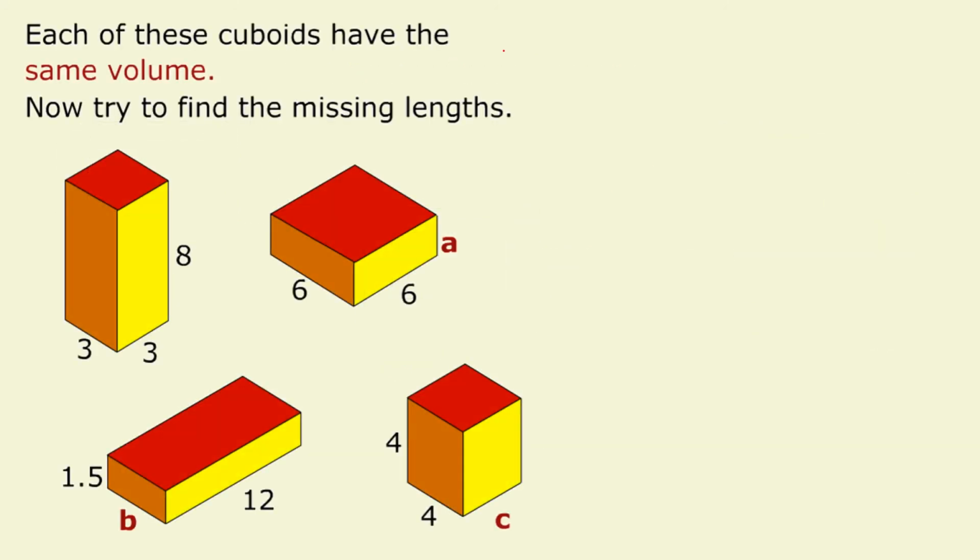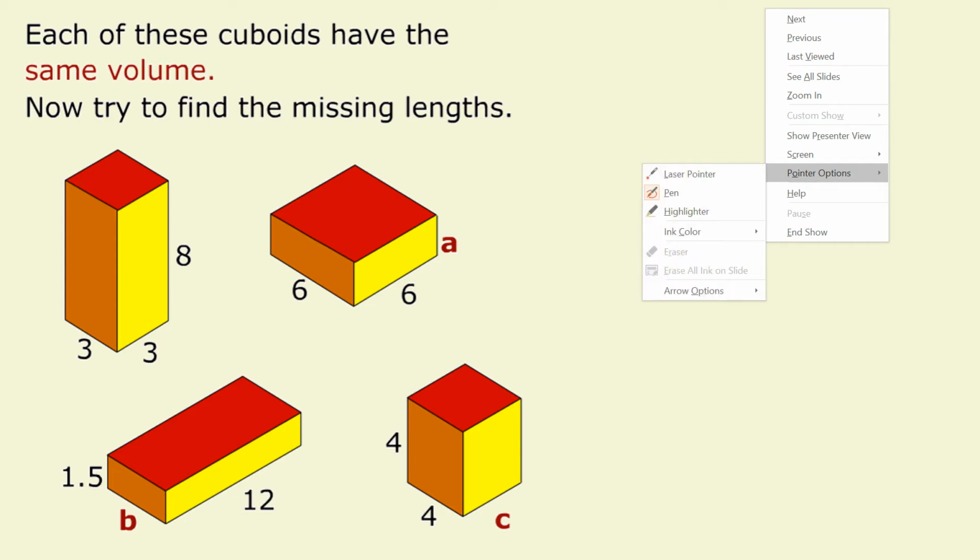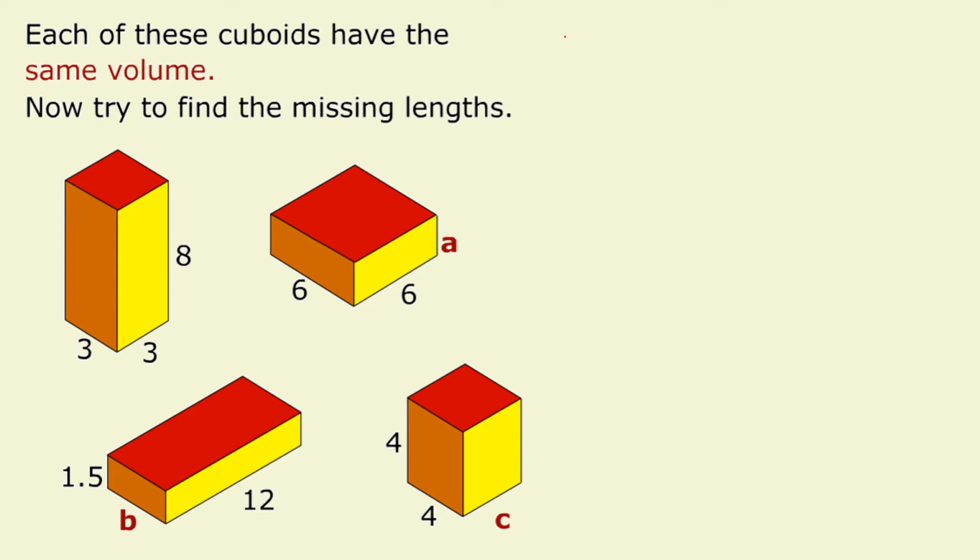So let's try this one round then. This one's a little bit different. We've got 4 cuboids here, and we're told they've all got the same volume. We've got to find the missing lengths. So we've got an A, B, and a C. 3 of them have got missing lengths on them, and we need to find out what they are. So how might you start this, do you think?